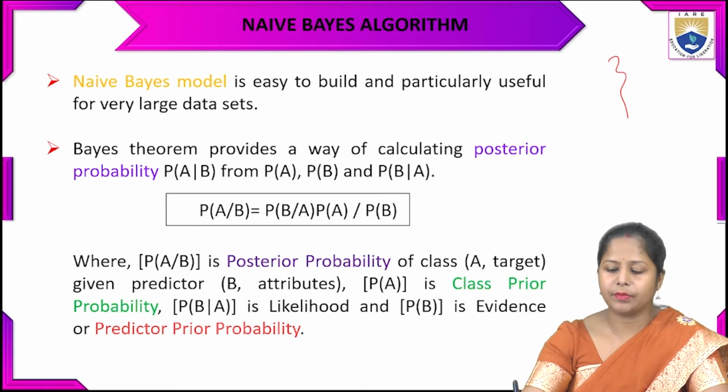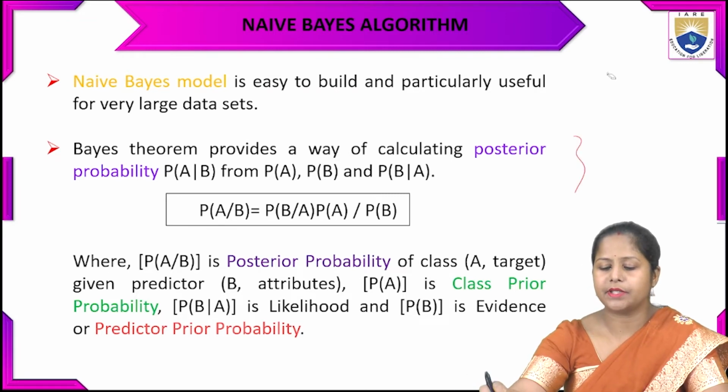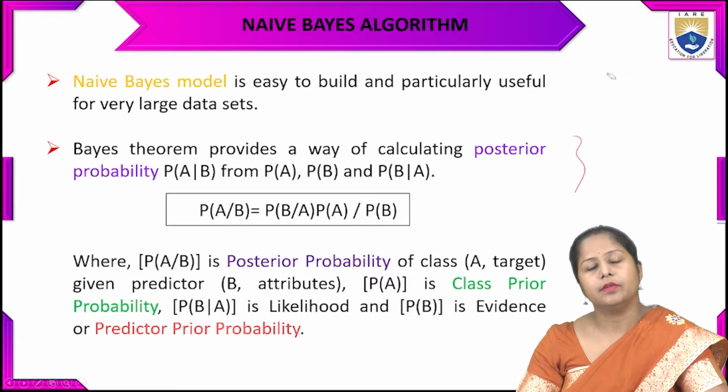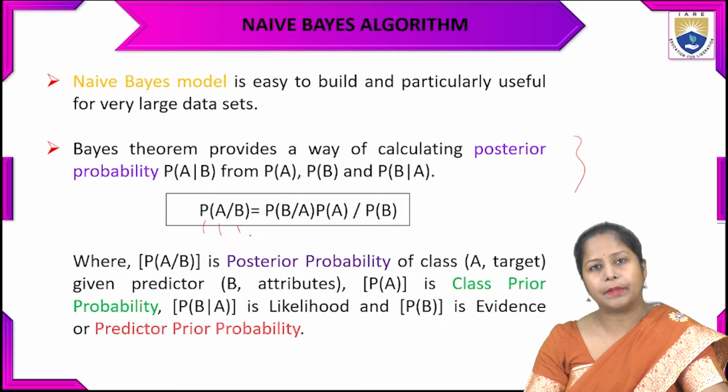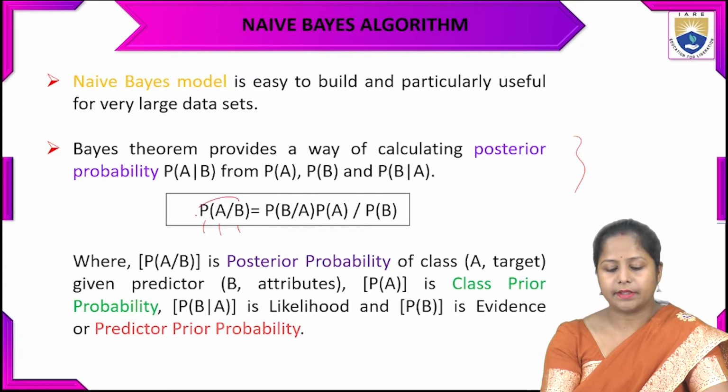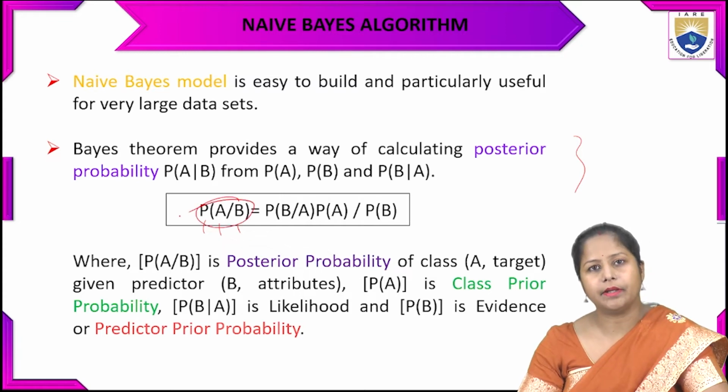Bayes theorem basically provides the posterior probability. That is P(A given B). This is the posterior probability.